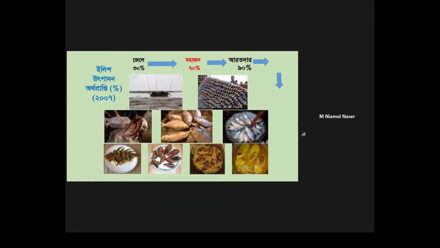From the very beginning, from 2007 data, we found that if we think about 100% at the end of the channel, only 30% of the benefit is going to the fisherman, whereas the middleman gets 70%, and the wholesaler usually gets 20% more, whereas the customer usually pays 10 to 20% more in the retail shop.